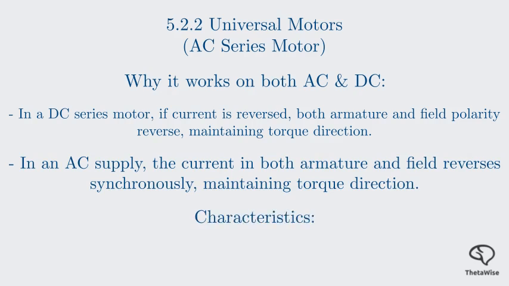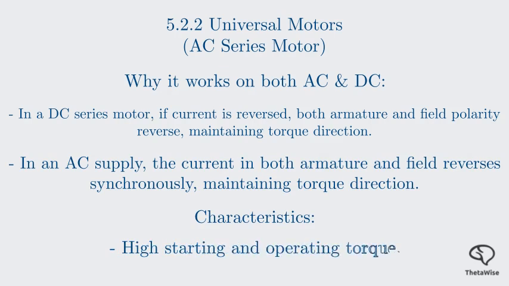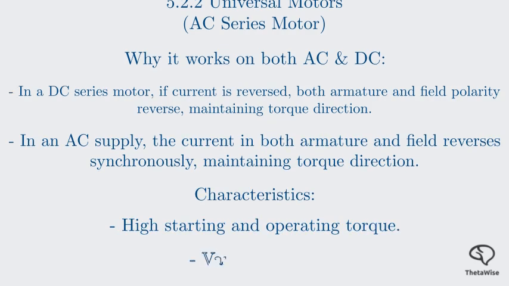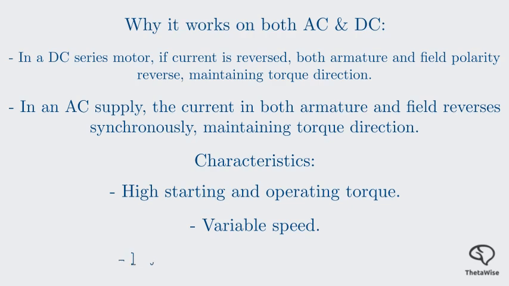Now let's look at its key characteristics. First, it has a very high starting and operating torque, making it suitable for applications where a strong initial push is needed. Second, it has a variable speed that is highly dependent on the load. And third, it has dangerously high no-load speeds. This is a critical point. Universal motors should never be operated without a load, as they can spin so fast they destroy themselves.